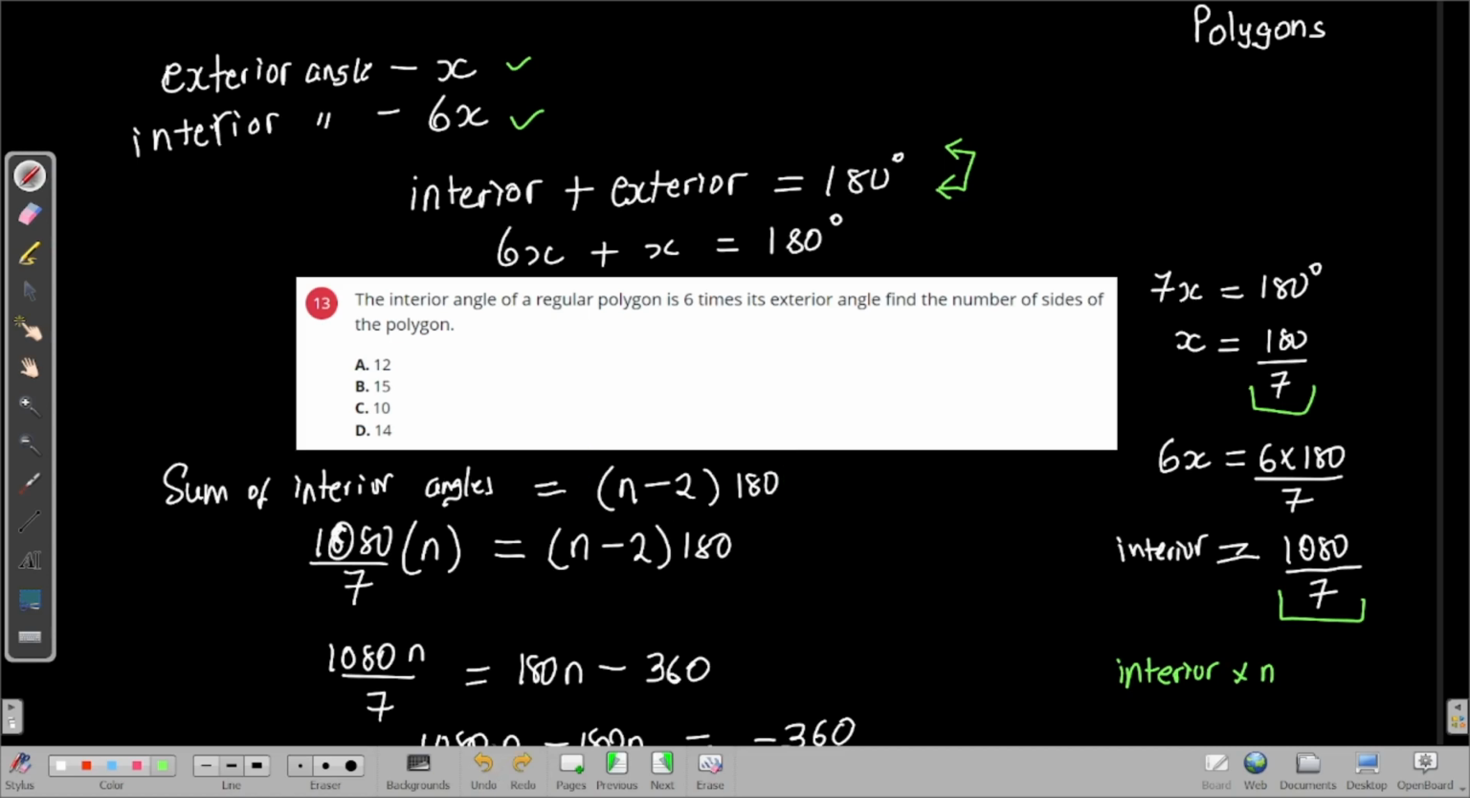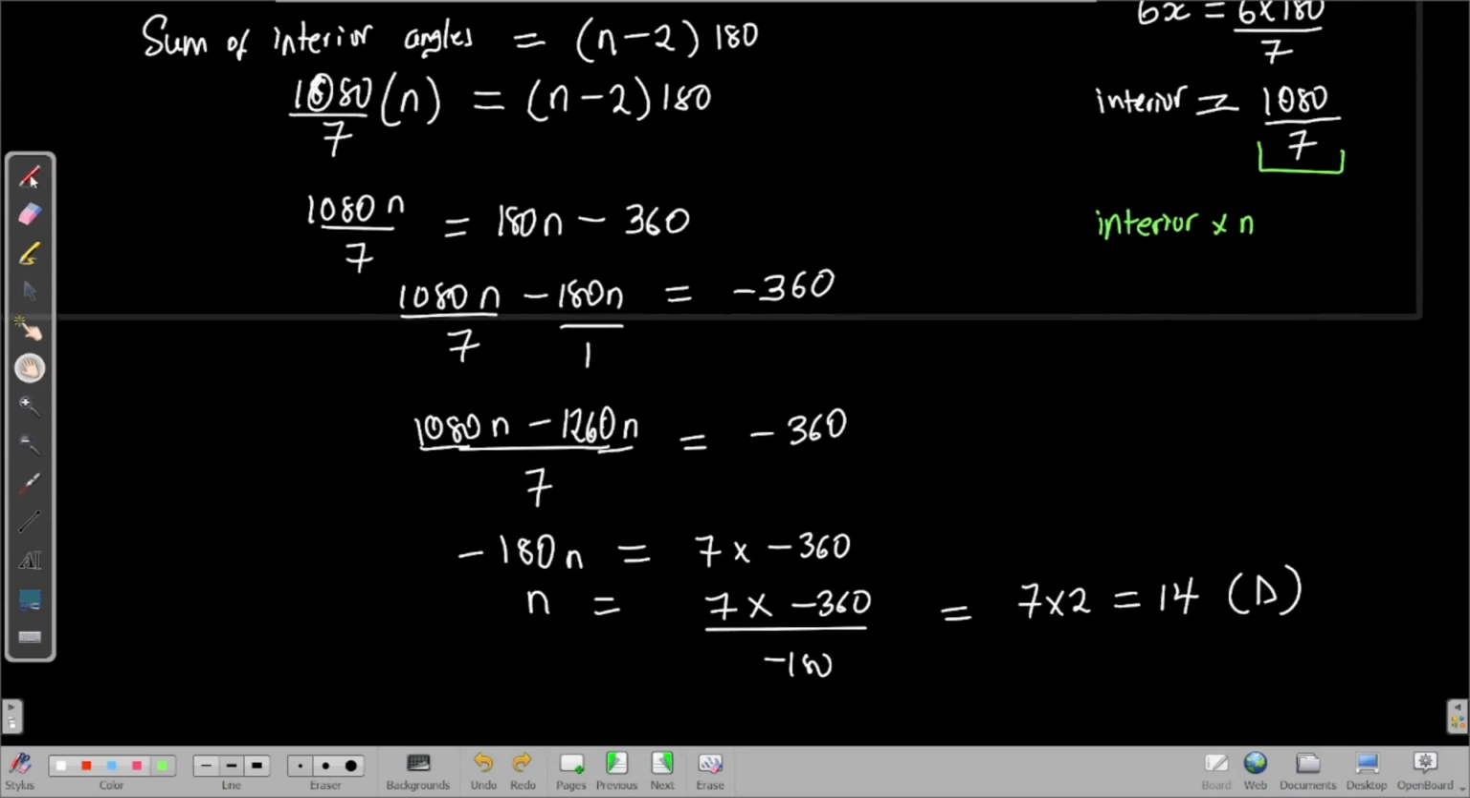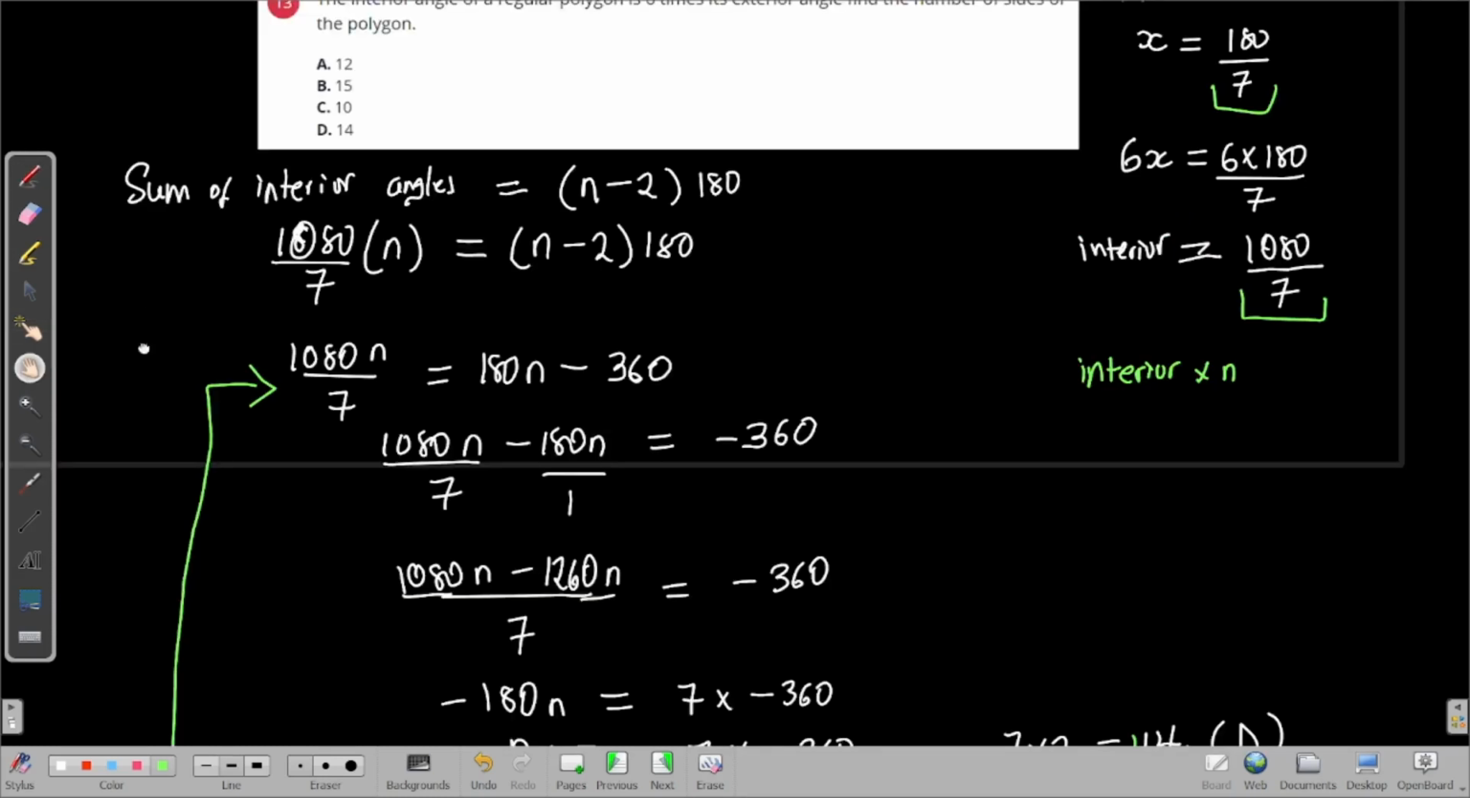Okay, so we're going to use both of them. This is one interior angle times n, and then this is the formula. So we now start evaluating everything. That was what I was doing here, I was just evaluating everything, and then I found the value of n, which is the number of sides we're looking for. N is the number of sides, and that's 14 here. So the answer is 14.